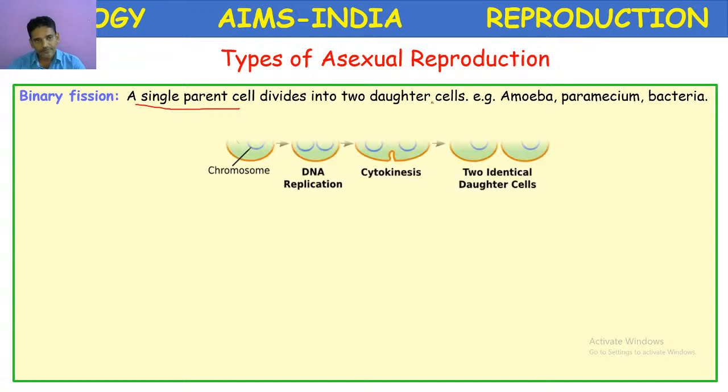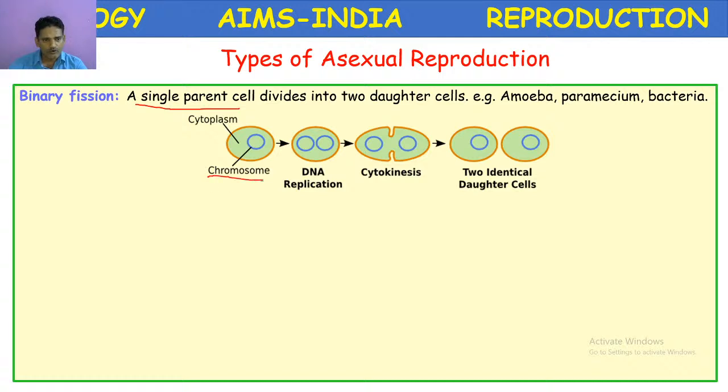For example, here we can consider either an amoeba or bacteria. Here one example is given. The single cell, we are mentioning here chromosome. If it is bacteria, we can't say nucleus. If it is an amoeba, it is a eukaryote, so we can consider it as nucleus. So here the chromosome containing genetic material, DNA, replication is taking place.